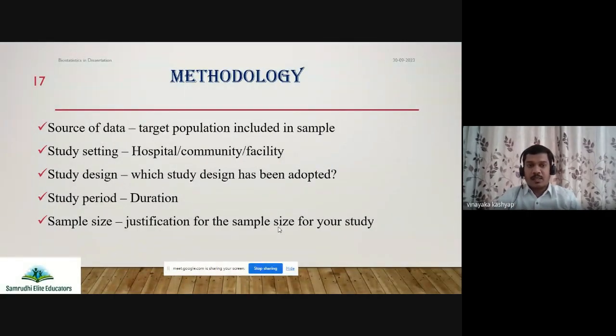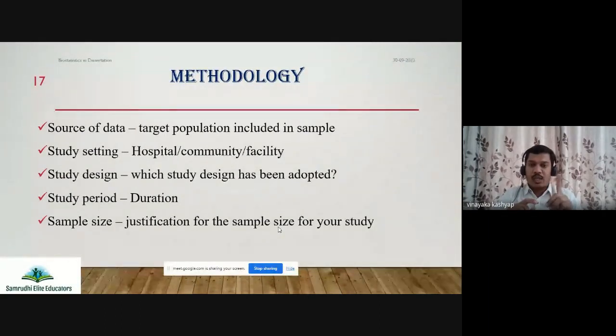Then comes sample size, which is the most common thing, and most of the students will have a query, right? Justify your sample size. Justification of a sample size is very, very important. There are three ways in which you can justify the sample size. For example, if you have chosen 100, and most students will choose 100, I don't know, it has become the most common parameter. Most students go for that. So if you have taken 100, then why you have taken 100 is what you're supposed to justify.